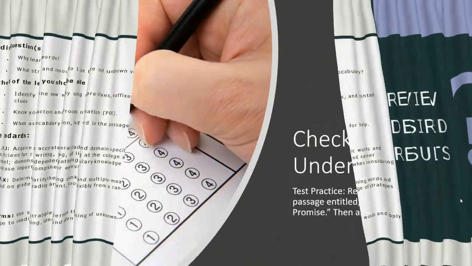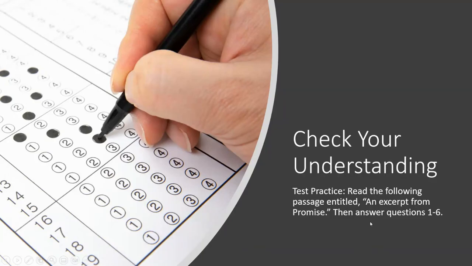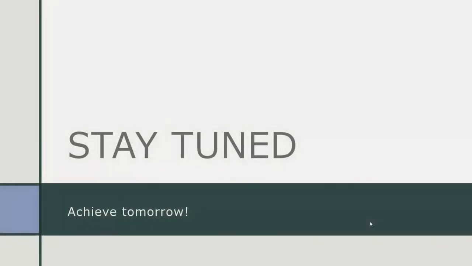So you have some test practice questions for your L2 Keystone Review Word Parts activity, and you will be doing an Achieve article on Thursday.